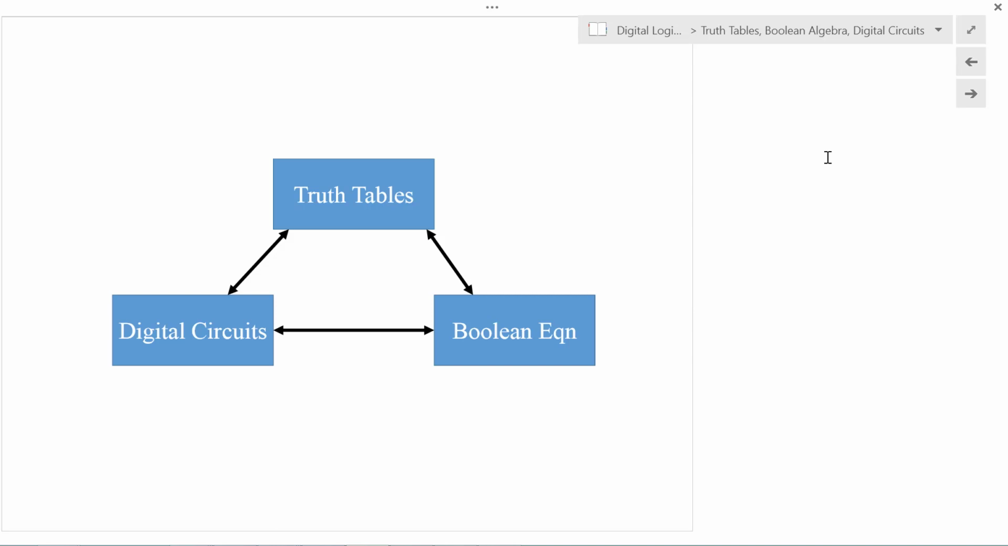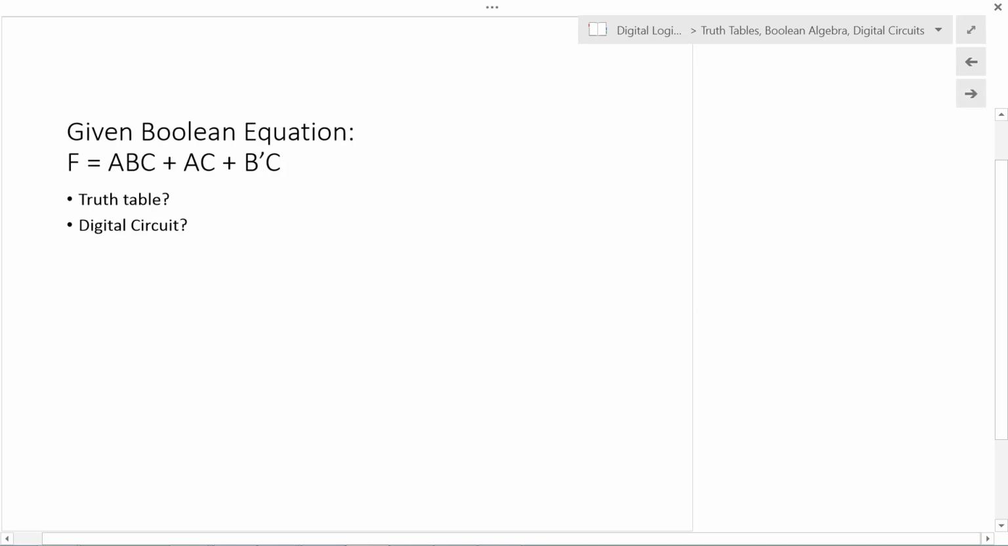Additionally, you can use optimization techniques in the Boolean equation domain, truth table domain, or digital circuit domain to minimize the ultimate digital circuit. Let's start with a Boolean equation and try to find the truth table and the digital circuit for it. So, given a Boolean equation, f is equal to a and b and c, or a and c, or b prime and c, we can find the truth table.